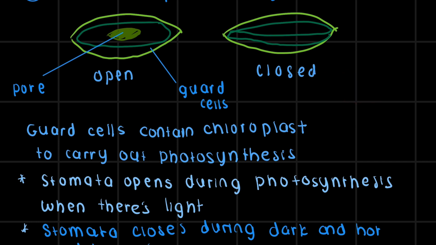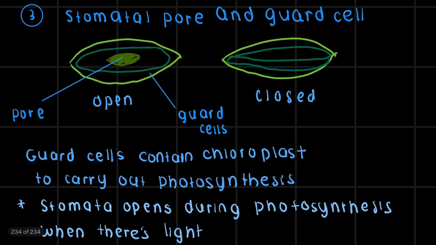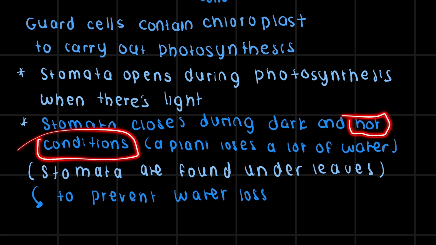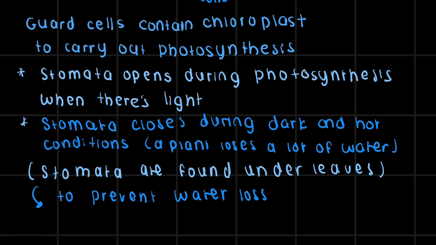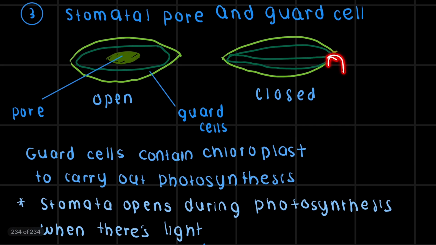Okay, now we're gonna look at when does the stomata open. The stomata opens during photosynthesis and when there's light. So during the day, the stomata will open. Stomata closes during dark and hot conditions. Okay, so stomata closes during the dark because there is no light to carry out photosynthesis, and also hot conditions to preserve its water, to keep its water, because a plant loses a lot of water, therefore it will close to save the water.